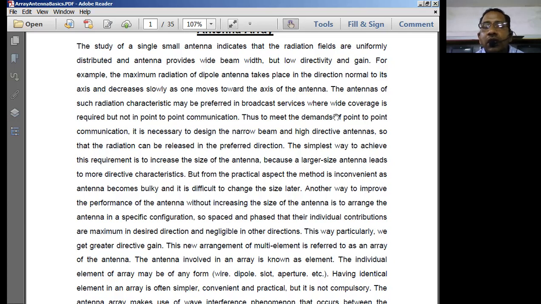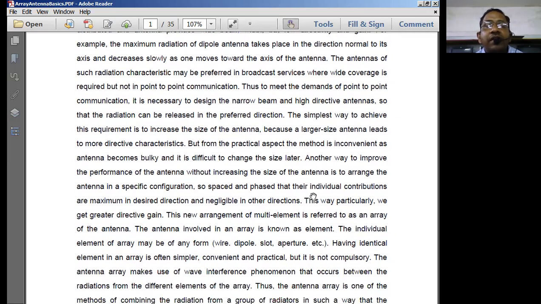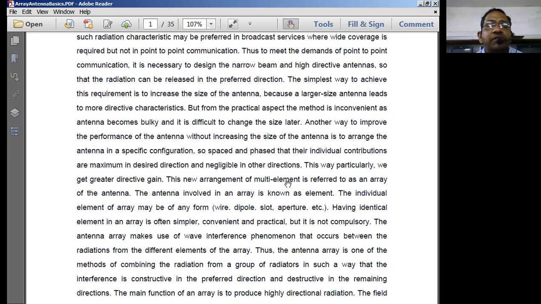So therefore, another possibility is considering the array of antennas. Another way to improve the performance of an antenna without increasing its size is to arrange the antennas in a specific configuration. So here we have to arrange the antennas in a specific configuration, spaced and phased, so that their individual contributions are maximum in the desired direction and almost negligible in the other directions.